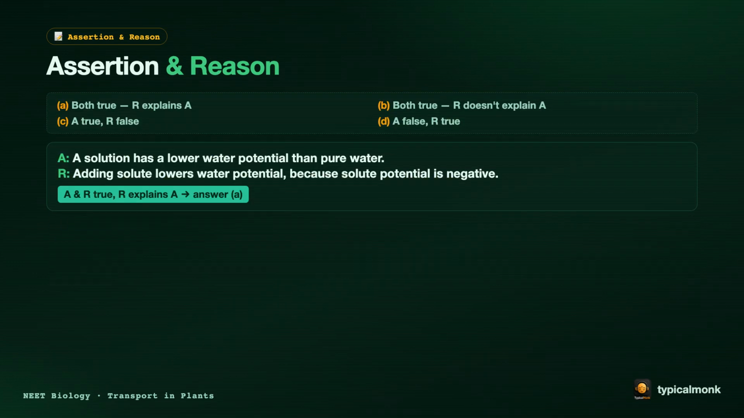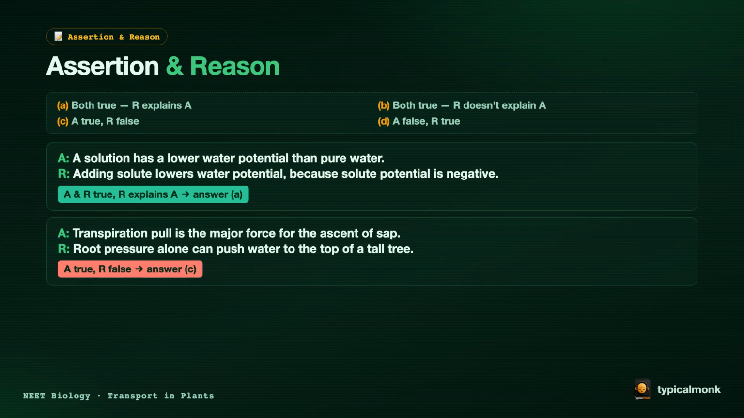Now the first drill, assertion and reason. Each time ask, is A true? Is R true? And does R explain A? First, A: a solution has a lower water potential than pure water. R: adding solute lowers water potential because solute potential is negative. Both true and R correctly explains A, so the answer is A.